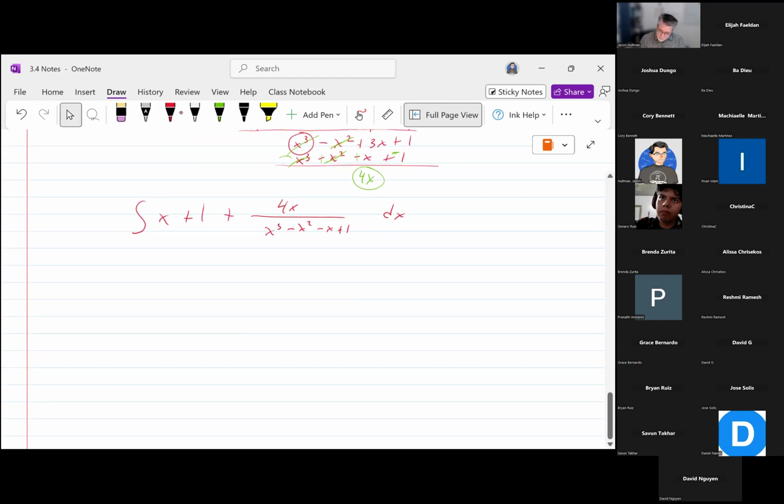Okay. Well, the first two terms are pretty easy. They just become x squared over 2, or 1/2 x squared, plus x. Okay, plus, I'm going to write this as its own integral. Maybe I'll pull the 4 out in front. 4 times the integral of x over x cubed minus x squared minus x plus 1 dx.